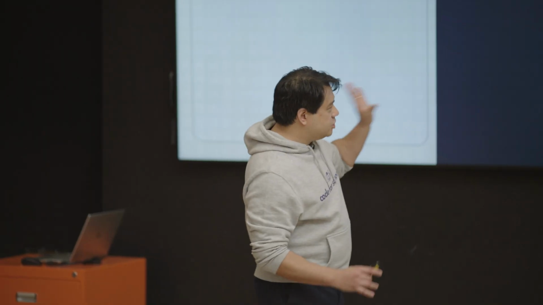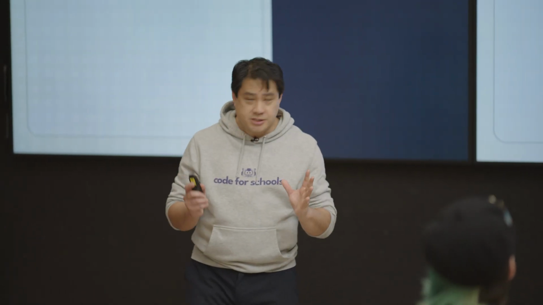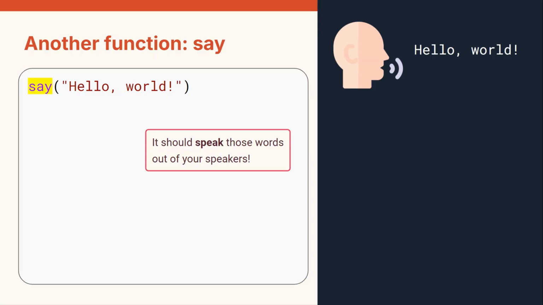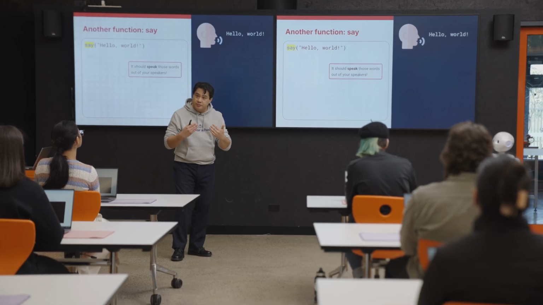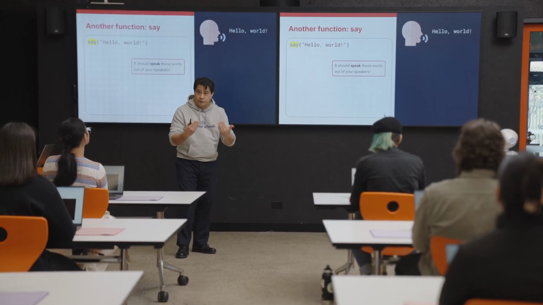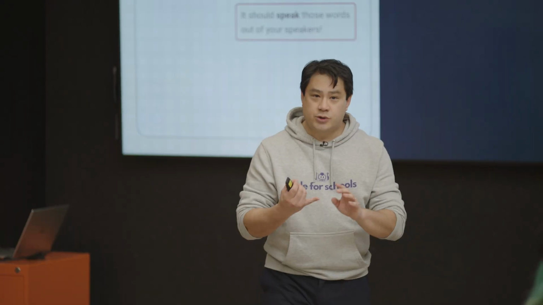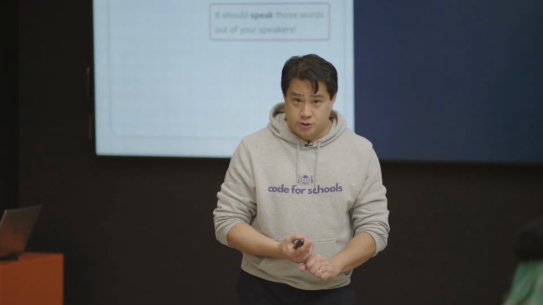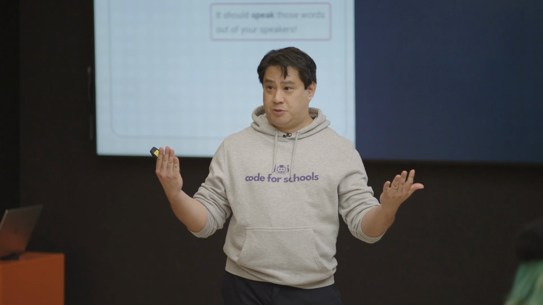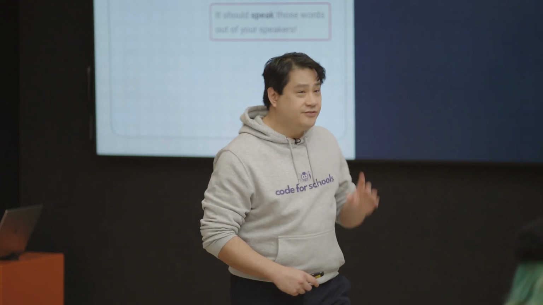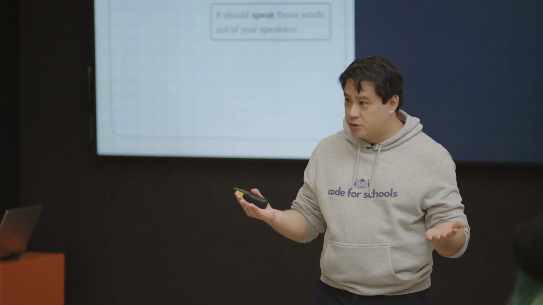Excellent. Okay, so I'm going to introduce you to a new term. The things that go inside the brackets, right? So back here, we know a function is a word followed by the brackets. The things that go inside the brackets is information that you give to the function in order for it to do its work. Okay, so in order for the print function to do its work, it needs to know what to display. In order for the say function to do its work, it needs to know what to say.